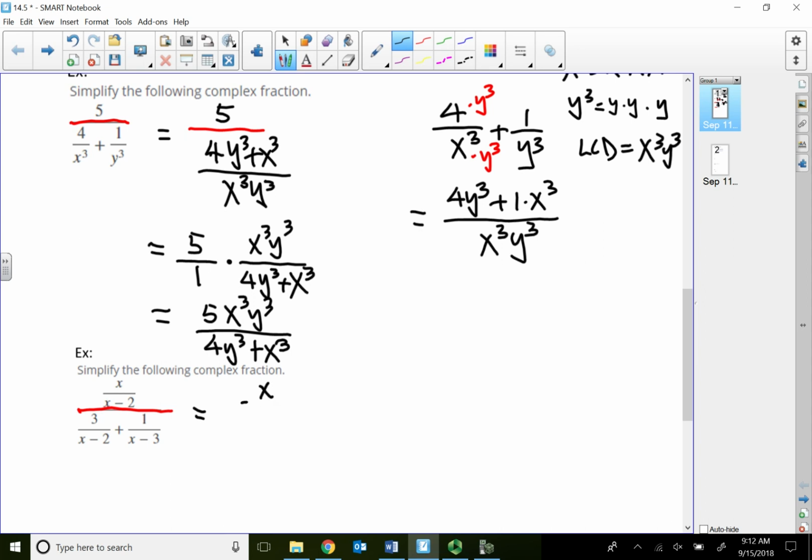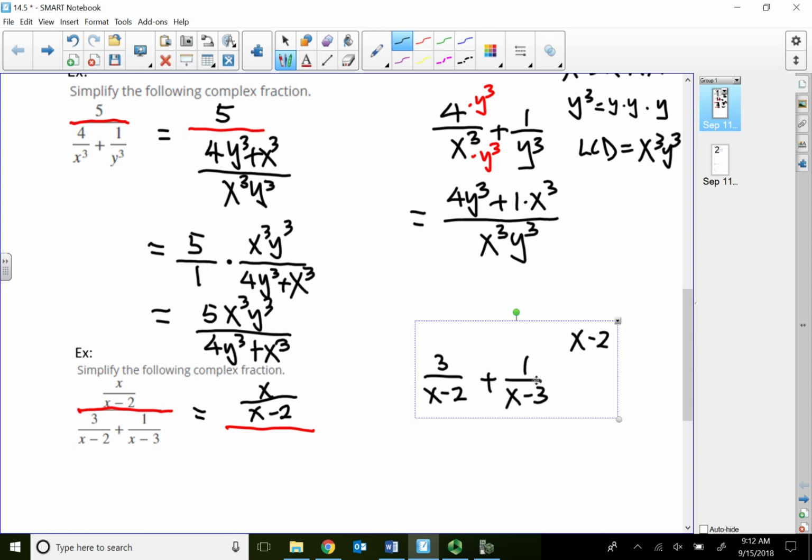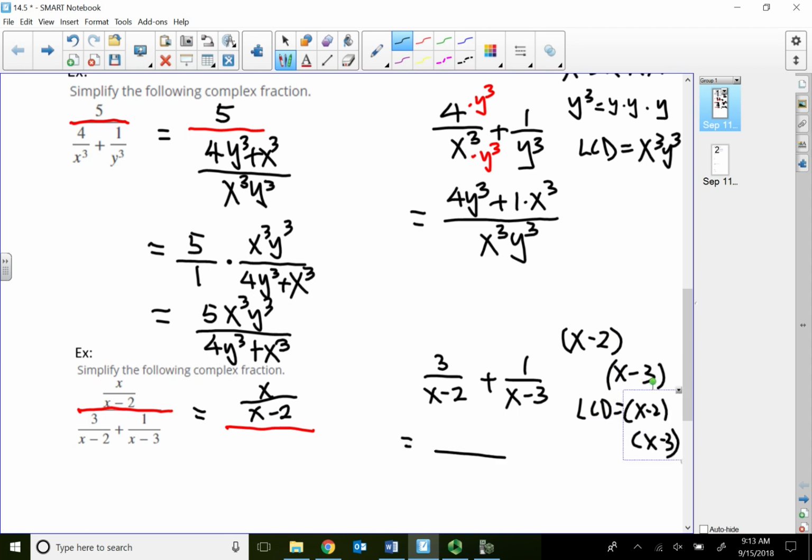So I'm going to write x over x minus 2, minus 3 over x minus 2, plus 1 over x minus 3. For the LCD, there's nothing to factor in the x minus 2, so we just put them in parentheses, indicating I'm factoring out a 1. For the x minus 3, same thing. There's nothing I can factor out other than 1. When it comes to counting the LCD, none of the factors repeat, so we count both of them one time. So my LCD is x minus 2 times x minus 3.